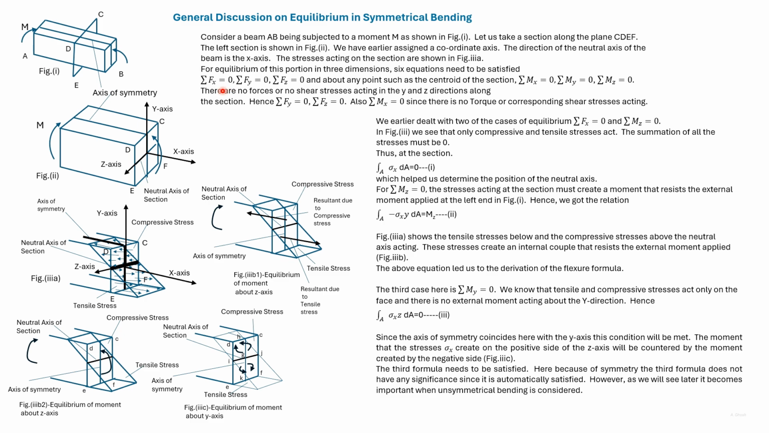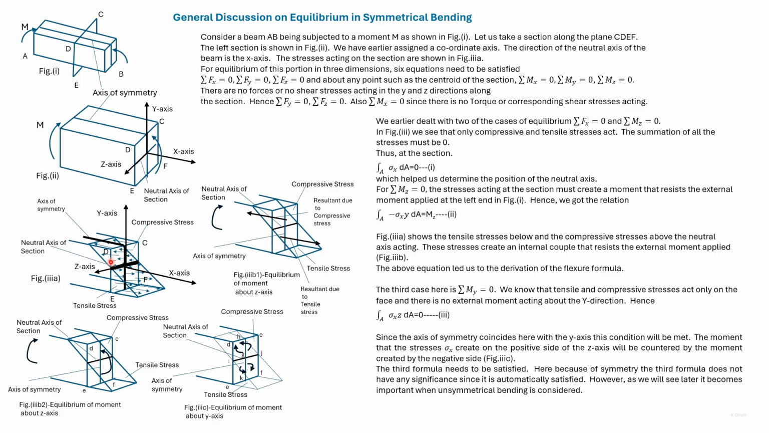We have accounted for 5 of the equilibrium equations, but we haven't accounted for summation My is equal to 0 till now. On this section, there's no moment acting about the y-axis externally, so there won't be any moment acting about the y-axis internally. Or we can say there would be no net moment acting on the y.